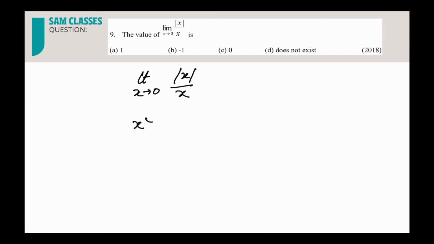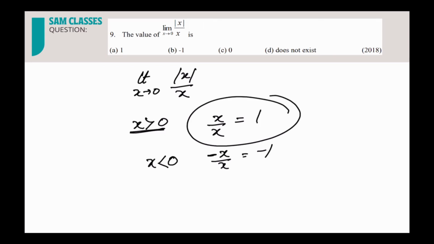When x is greater than 0, student, what will happen? Mod will open as what? x is positive, so positive by positive, x by x. So that time it will be 1. But when x is less than 0, student, it will open as what? Minus x by x, so that is minus 1. Correct. So this is basically limit x tends to 0 plus, and this is basically limit x tends to 0 minus.